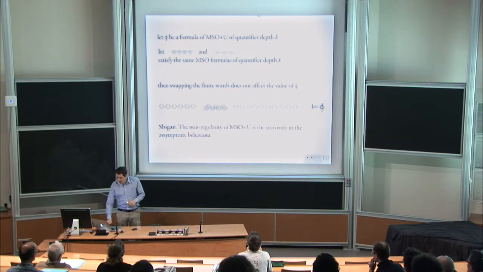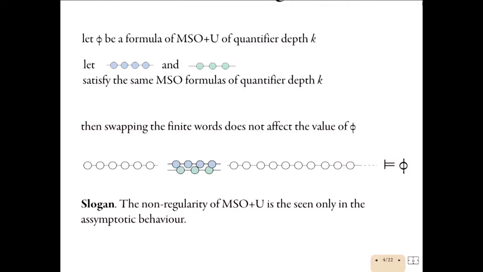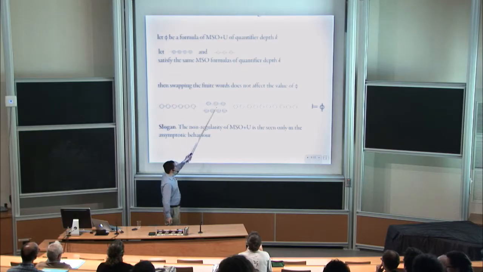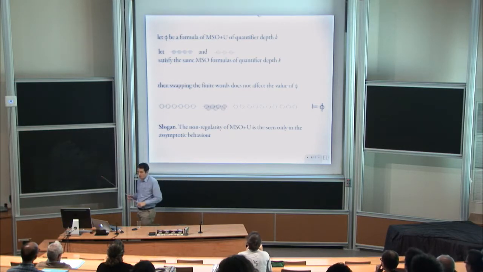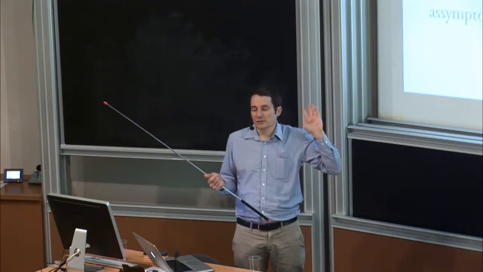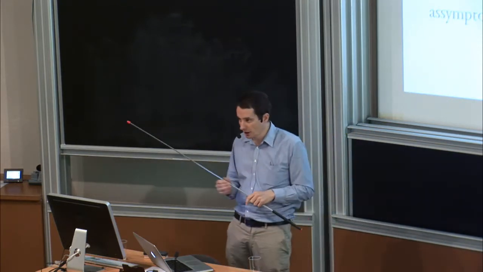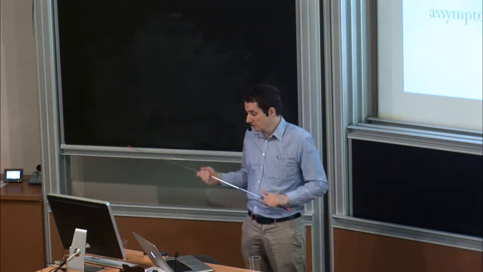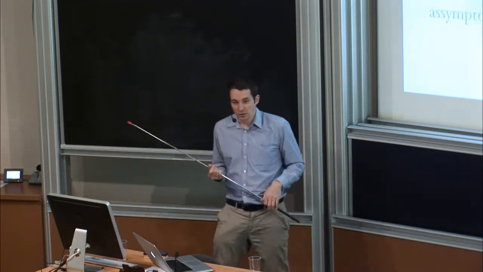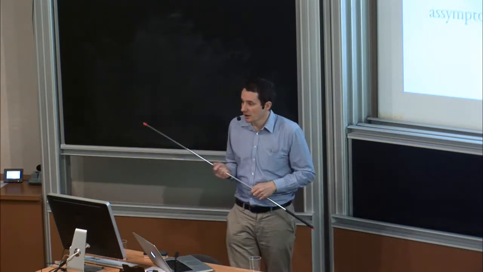Okay? And the slogan is that the non-regularity or non-recognizability of MSO+U is only seen in the asymptotic behavior, not in the prefix parts. So here we're exchanging a prefix. So it says that it's prefix independent up to finitely many different colors, like it is the case for Büchi automata or normal MSO. However, the asymptotic behavior is not finite state, and it is something that we're trying to understand and we haven't understood yet. And there's a lot of work on this, and for instance, Thomas has some new ideas with asymptotic logics, and understanding asymptotic behaviors is something that we're working on.